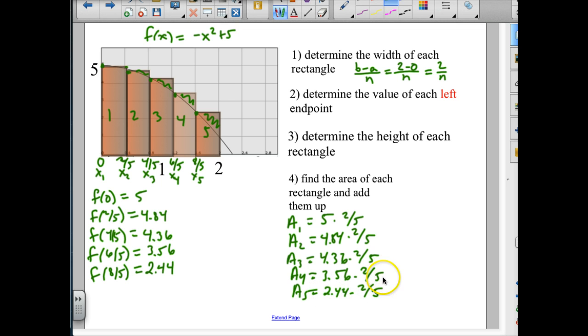And you crunch your numbers and I'll crunch my numbers. And I get an area of 8.08. So the actual area under the curve is somewhere between 8.08 and 6.48. That's the area of the region that we really want. It's between those two values.